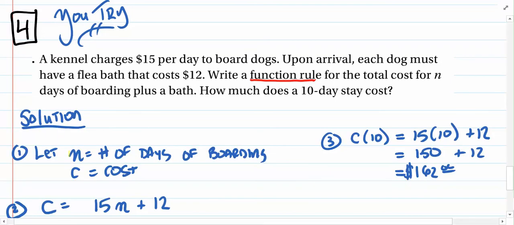So step number 1, I said let n equal the number of days of boarding, and let c equal the cost. So I've defined my two variables. Then in step 2, I wrote down that the cost is equal to 15n plus 12. The 15, because it says $15 per day. The 12, because of the $12 they have to pay for a flea bath. So once I have my function rule, step 3, I want to know the cost of 10 days. So I would plug in 10 for n and get $162 for 10 days.